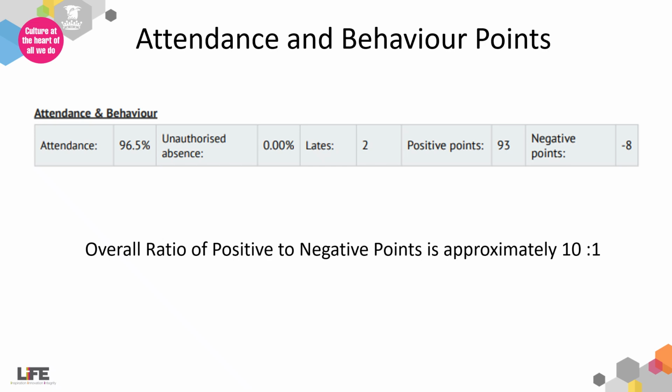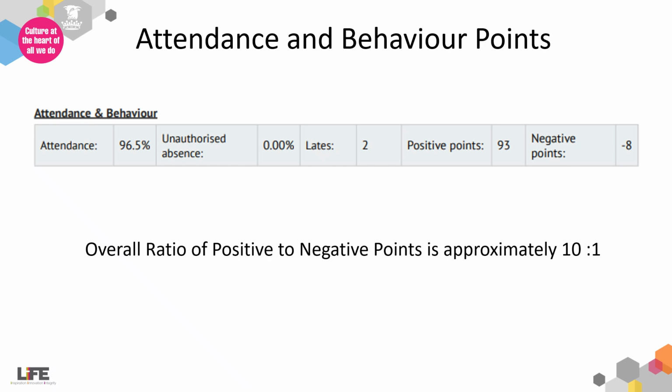I'm just going to switch across to the left hand side where you can see the attendance, unauthorised absence and the number of lates. Late is self-explanatory, how many times that child has been late to school in the academic year so far, and the attendance is just how often they've been at school out of the possible number of opportunities.